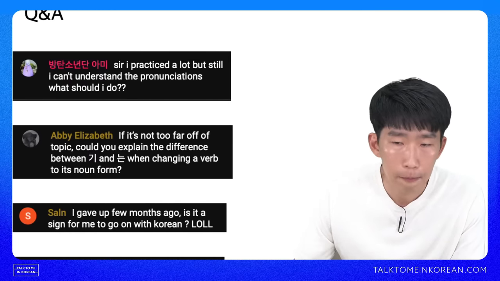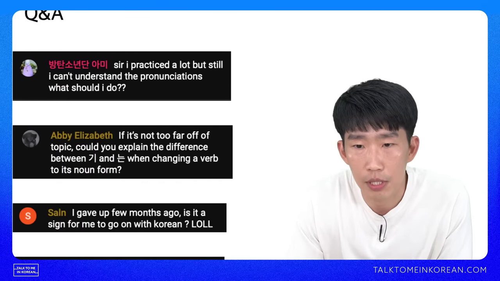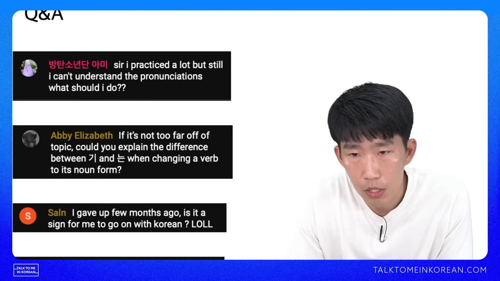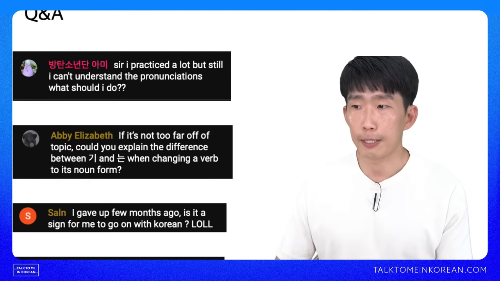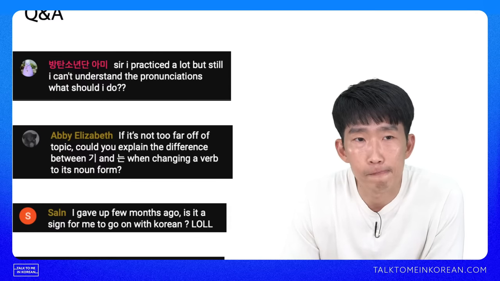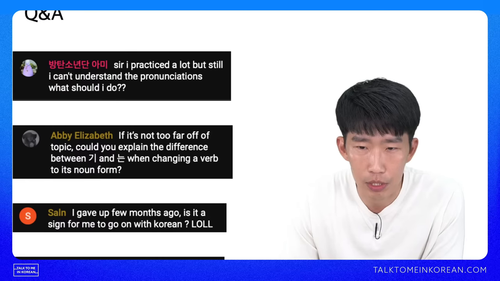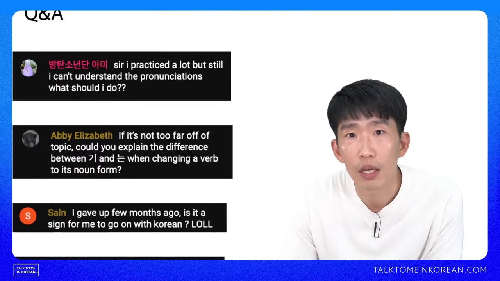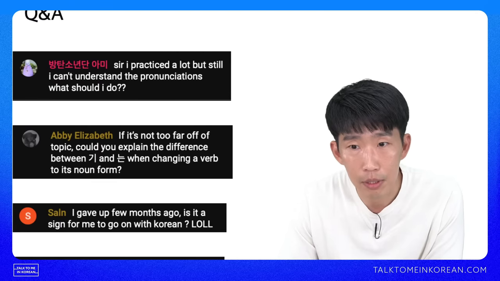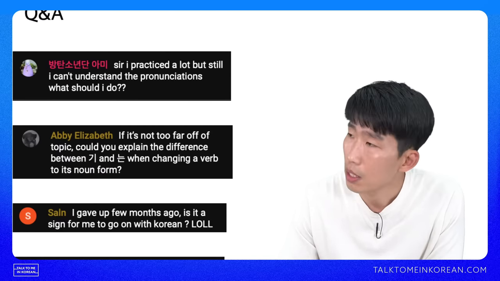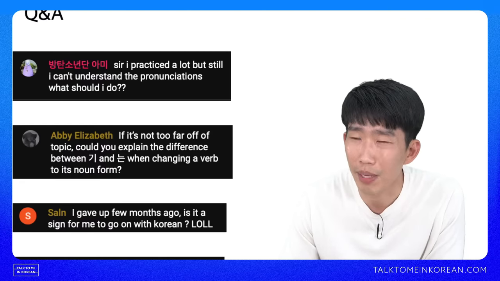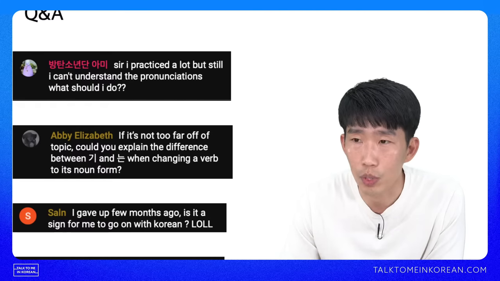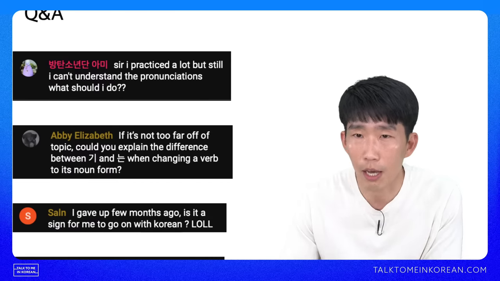Okay, from the top. I practiced a lot but still can't understand the pronunciations. What should I do? It depends on what types of materials you studied with primarily, but it's a hard question because everybody's situation is different. I recommend that you don't feel too much stress, don't worry. And if you have some entertainment materials that you enjoy watching, keep watching, and just know that unlike the learning materials that are made for learners, the TV shows and movies that you will be watching are going to be very, very different in terms of how fast everything is pronounced.